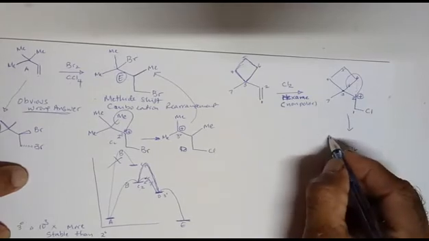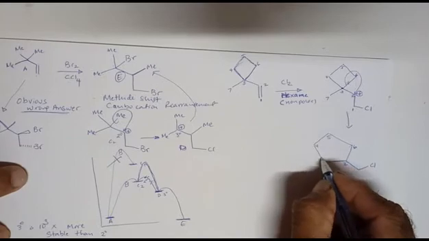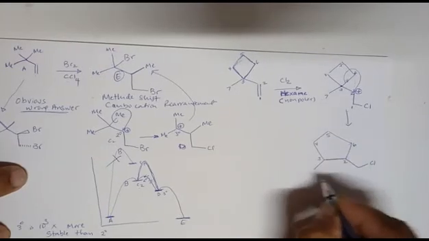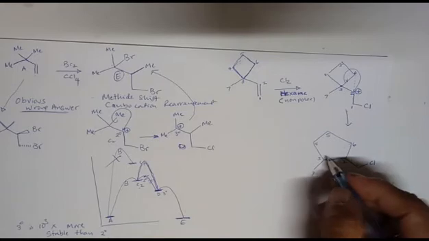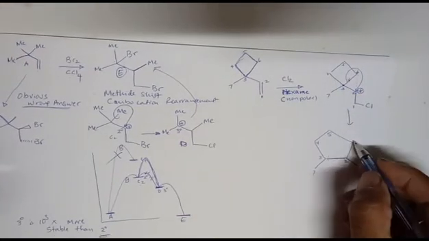5 is still connected to 4. 4 is still connected to 3. 3 is connected to 7. Right? Do you notice that? So the 2,6 bond is made, but the 3,6 bond is gone.